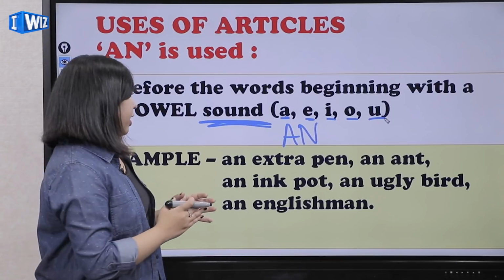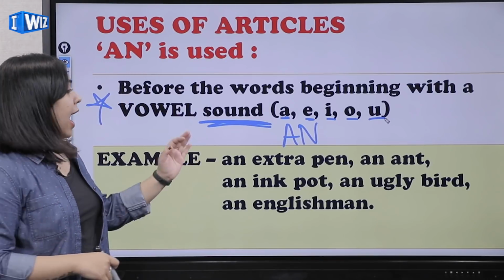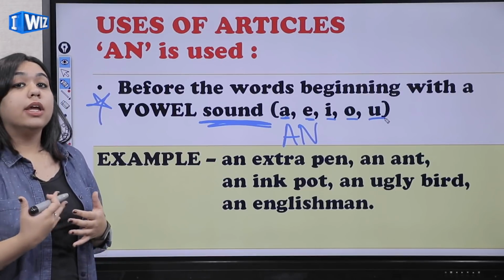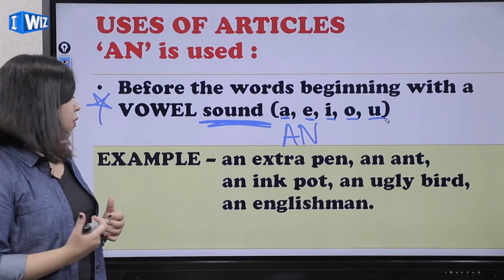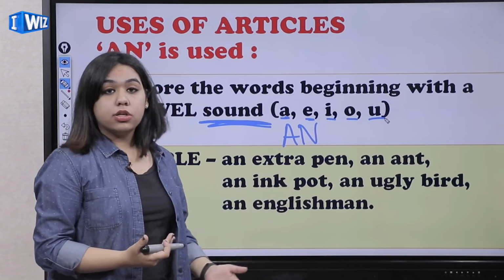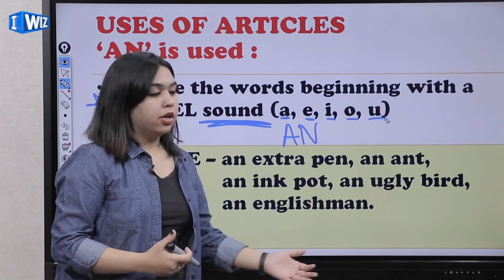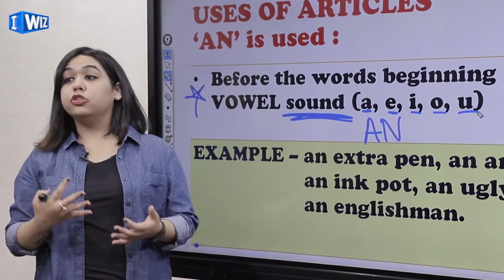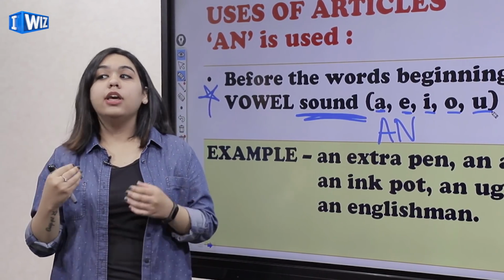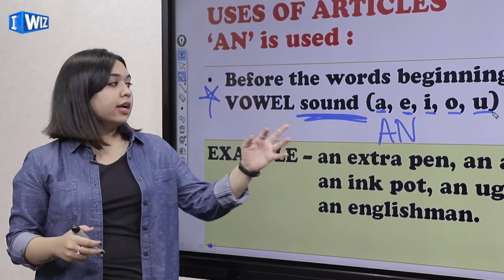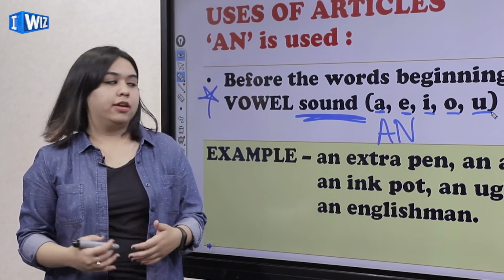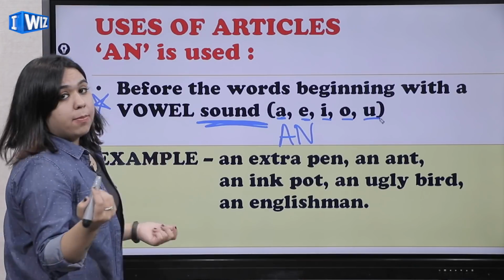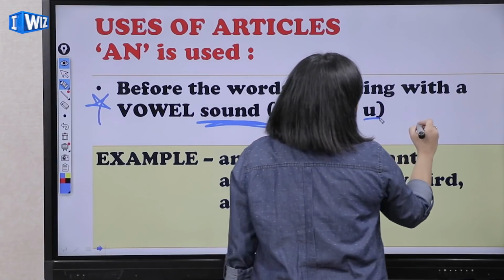Keep it clear, okay. Now for example, an extra pen, an ant, you are able to hear the sound of that vowel. An ink pot, an ugly bird, an Englishman. So in all these examples you hear the sound of the vowels. That is why we have used the word an, okay. Let's move on. For example, I want to tell you something.